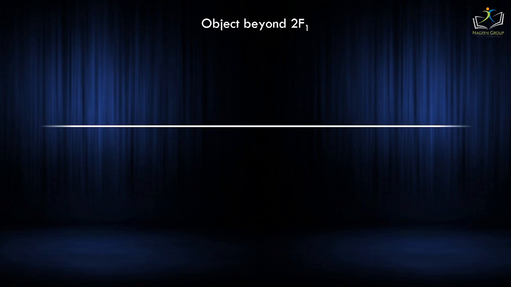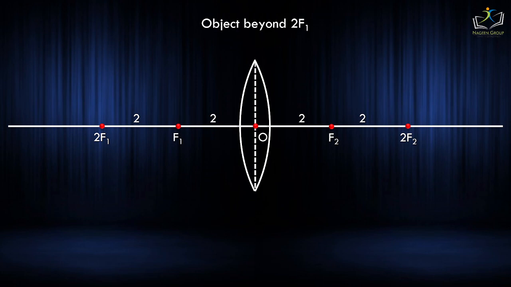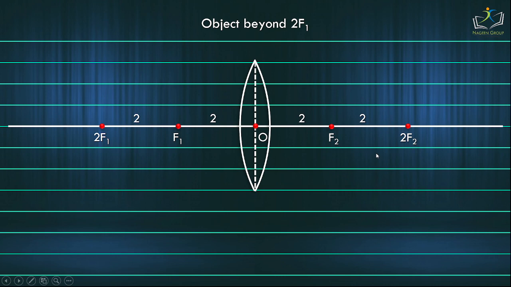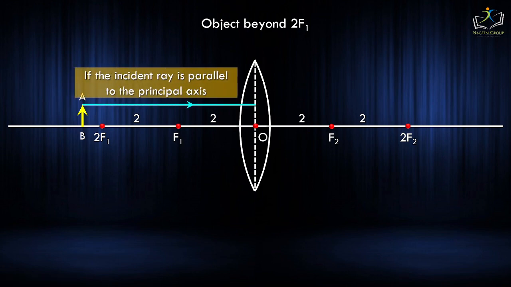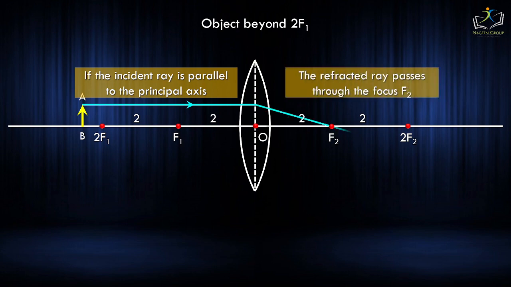So now let's take the object at different positions, and let's see how these objects will make the images. So let's understand it. Here we have a convex lens with focus F1, F2, and centers of curvature 2F1 and 2F2. Now, we are placing the object beyond 2F1. Now AB we are taking, if the incident ray is parallel to the principal axis, we know it will pass through the focus like this. The refracted ray passes through the focus.